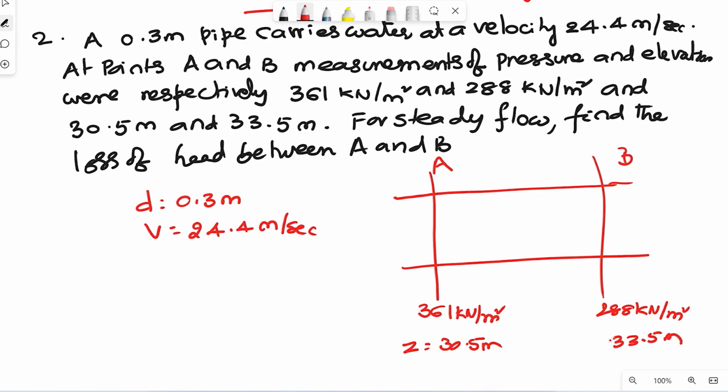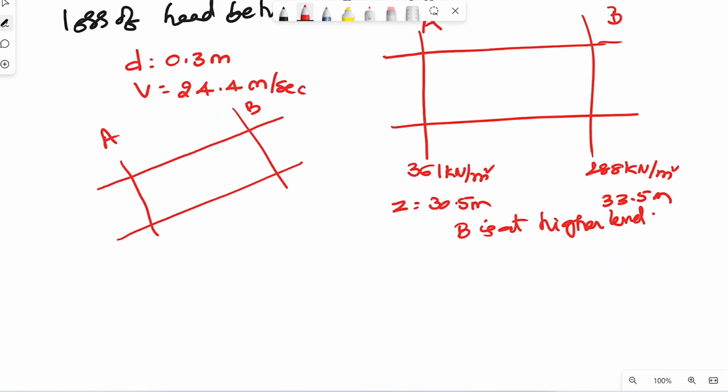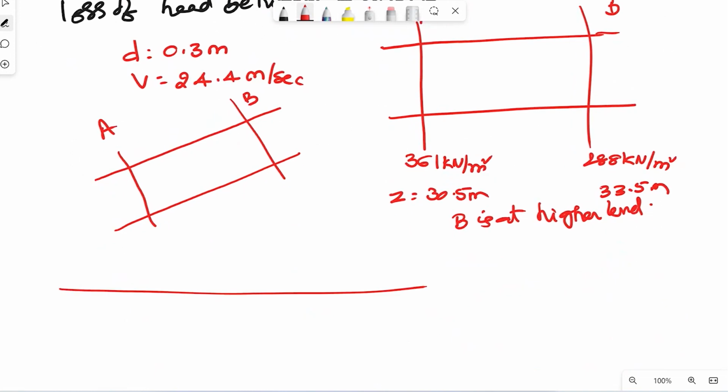The meaning is that B is at a higher level, right? A is at a lower level. That's why this is not horizontal. Actually, the pipe should be like this. So if you take it, it is A, it is B, right? Now you take this as the datum. This is the center line of the pipe.